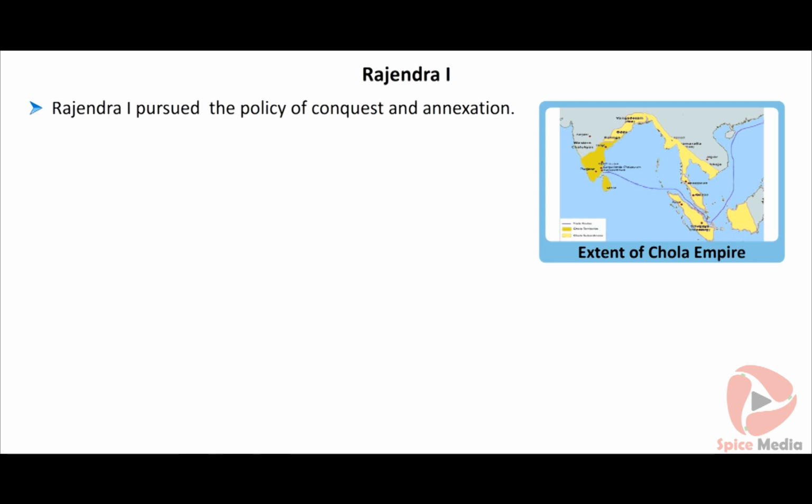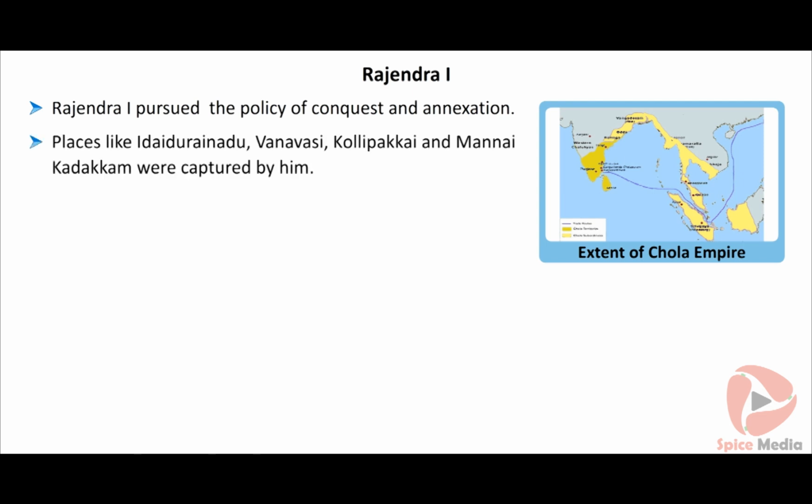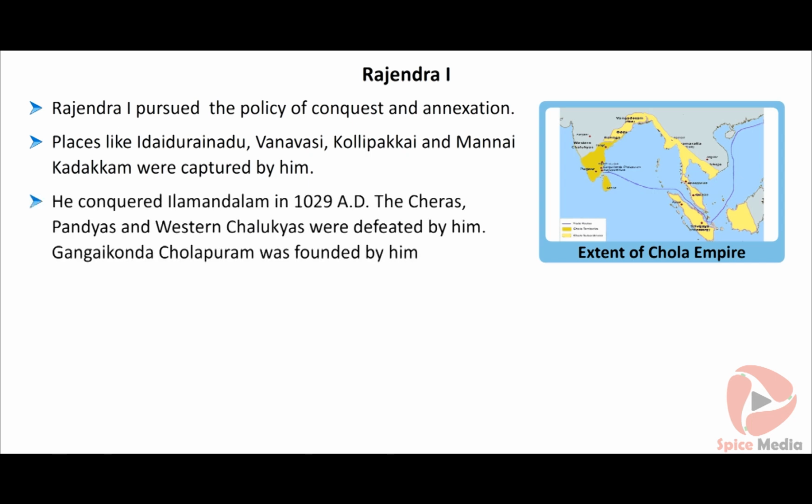Rajendra I pursued the policy of conquest and annexation adopted by his father and raised the power and prestige of the Cholas to the highest. Places like Ideyurai Nadu or Raichur Doab, Vanavasi, the capital of Kadambas, Kolipakkai in Hyderabad, and Mane Kadakam were captured by him. He conquered Ilamandalam or Ceylon in 1029 AD. The Cheras, Pandyas, and Western Chalukyas were defeated by him.